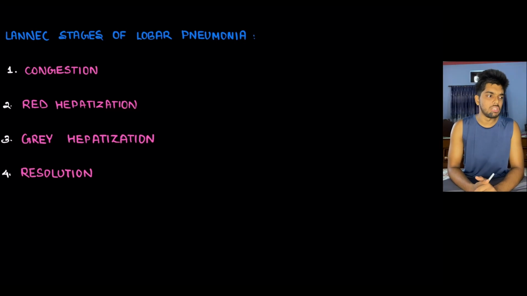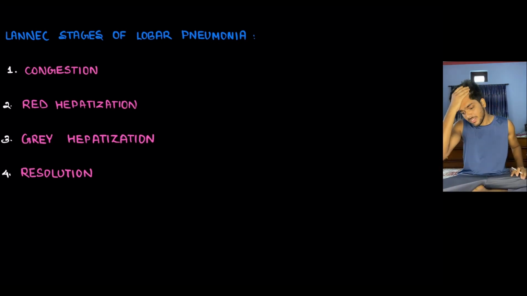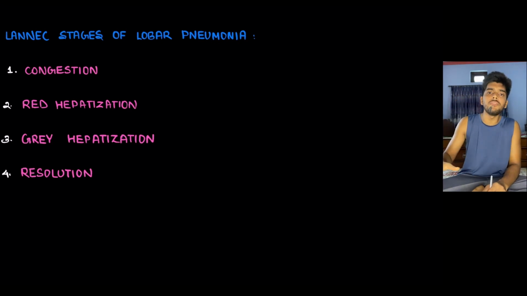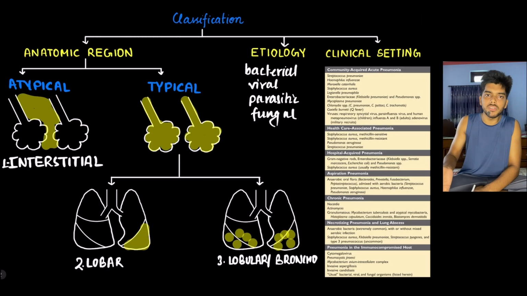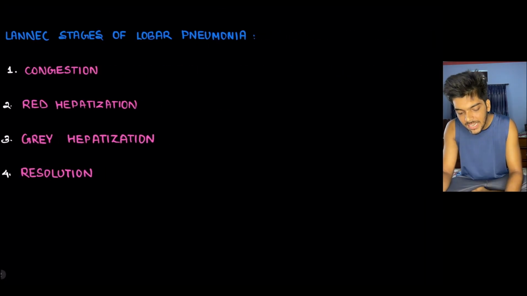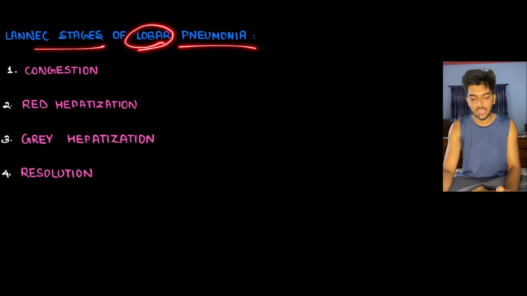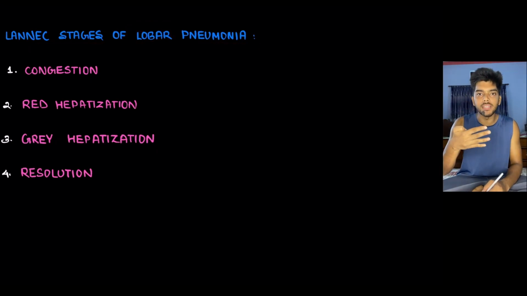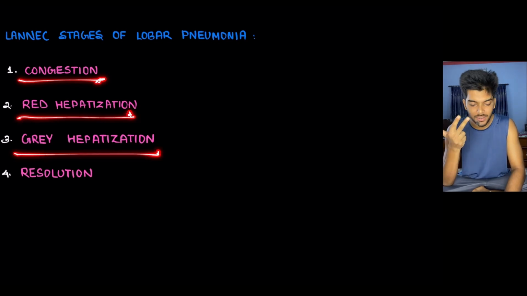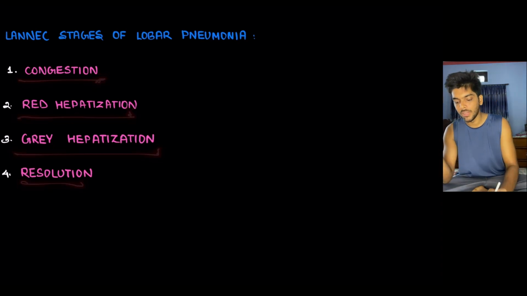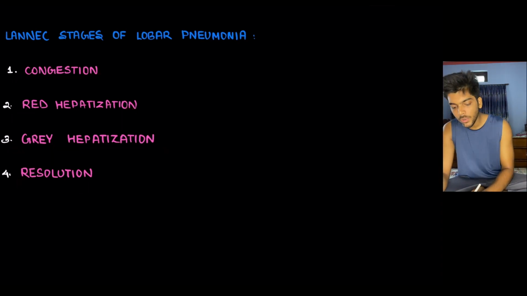Okay. Now, Laennec stages of lobar pneumonia. I don't know why lots of students find this difficult, because if you just know the steps of inflammation, this is done. It's the same copy paste of these steps. Laennec stages of lobar pneumonia. It is divided into 4 stages. Number 1, congestion. Number 2, red hepatization. Number 3, gray hepatization. And number 4, resolution. Remember, the total time duration for all the stages is 10 days.